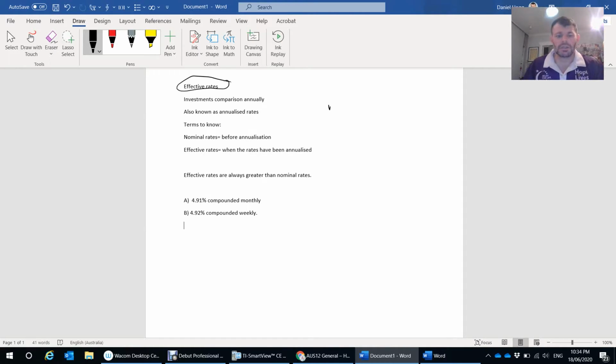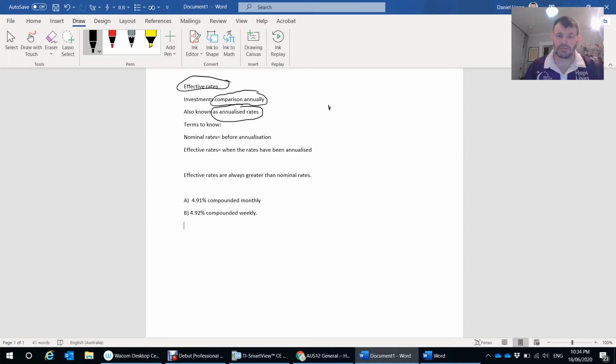Now, some terms you need to know when it comes to effective interest rates. Sometimes they're called annualized rates, and the reason why they're called annualized rates is because we're comparing them annually against each other. So with some of the effective rates, one option might be compounded monthly, another option might be compounded fortnightly, and a third option might be compounded quarterly. They may all have similar interest rates, but by taking into effect and annualizing them, we can work out which one's the best option annually.